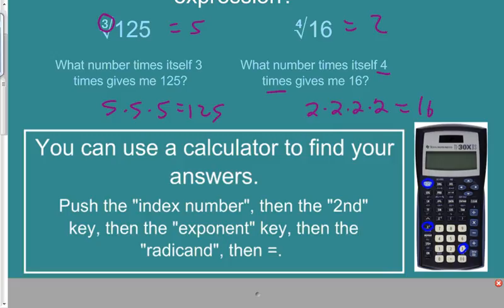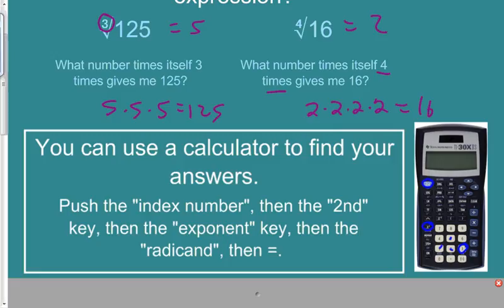That would show up as the radicand. All right, and then you can put in the number. So which is the radicand? Sorry, that would be the radical symbol. Then you put in the radicand, which would be 125. 125, and you can hit equal. That'll give you the answer for a radical if it's not a square root.